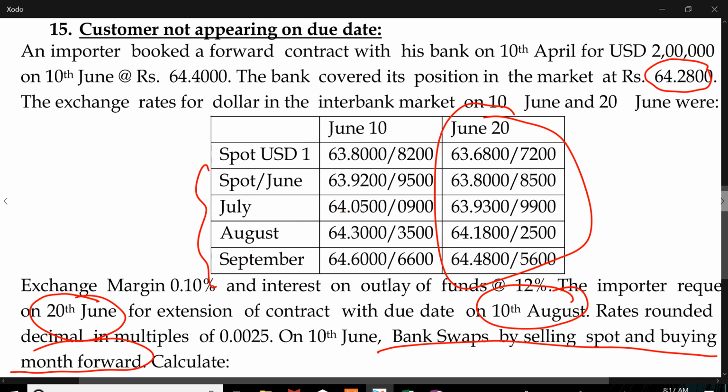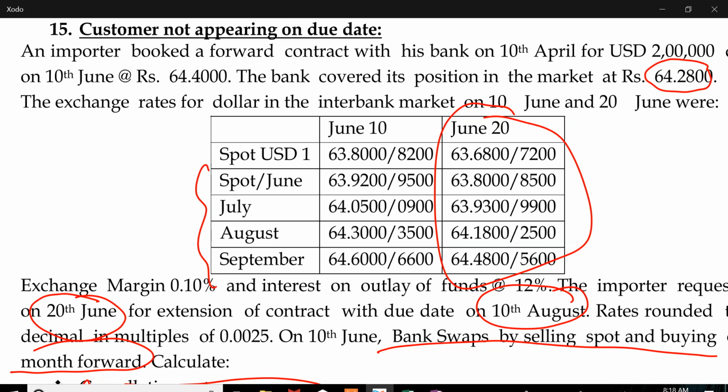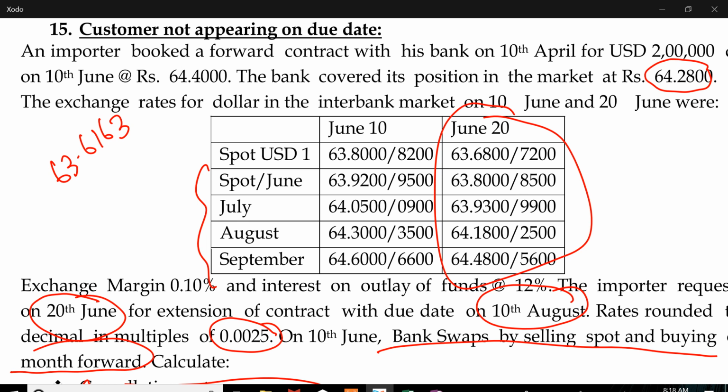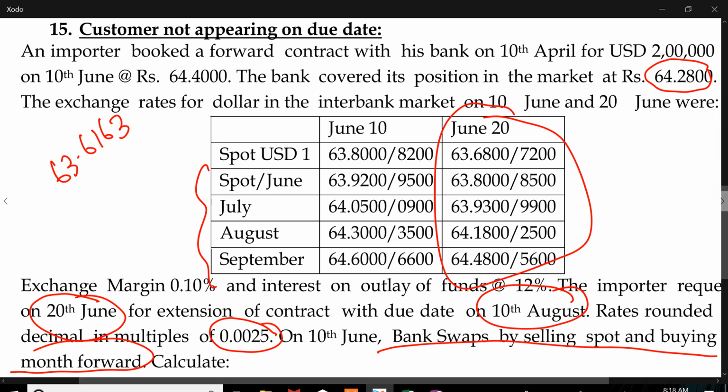Minus 0.1%. So 63.68 minus 0.1%. Don't write that. Minus 0.1%. You get how much? 63.6163. The question says it has to be a multiple of 0.0025. So the last two digits have to be 25, 50, 75, or 00. Which is closer? 75. So we'll make it 63.6175.